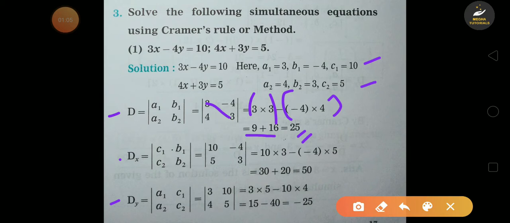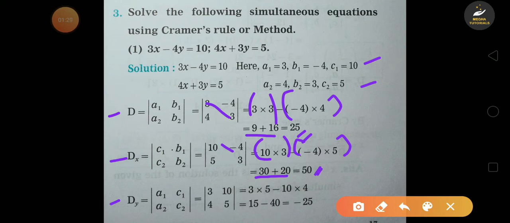Then come to Dx. Dx is c1 c2 b1 b2. Then we'll get 10, 5, minus 4, 3. So we'll start with 10 into 3 in one bracket minus 4 into 5 in another bracket. So 10 threes are 30, minus 4 into 5 is minus 20, minus minus is plus. So 30 plus 20 is equal to 50.